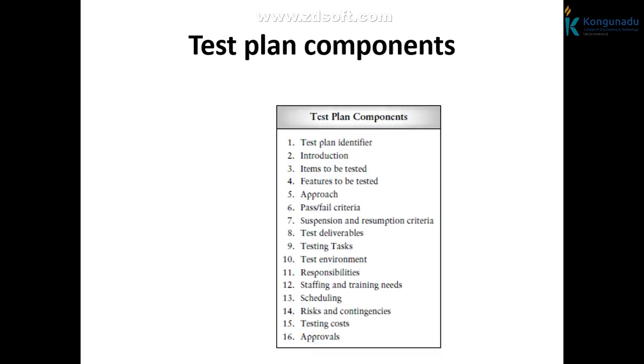Next, let's see the test plan components. 16 types of components are available. First one is test plan identifier. Next one is introduction, items to be tested, features to be tested. Next one is approach. Sixth one is pass fail criteria, suspensions and resumption criteria, test deliverables, testing task, test environment, responsibilities, staffing and training needs, scheduling, risk and contingencies. Next one is testing cost. Final one is approvals.